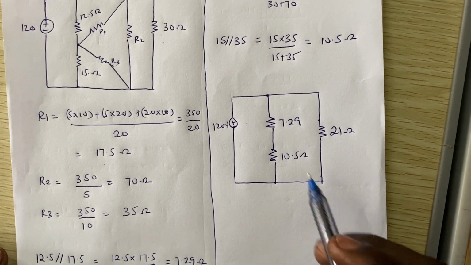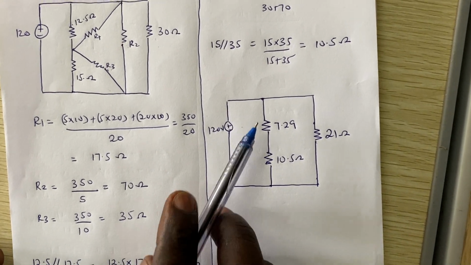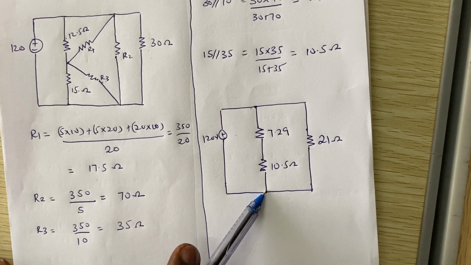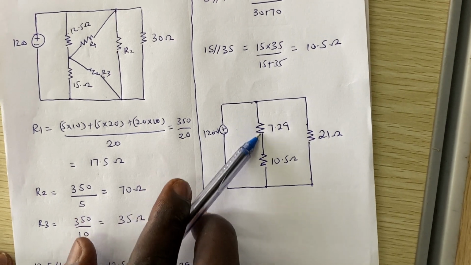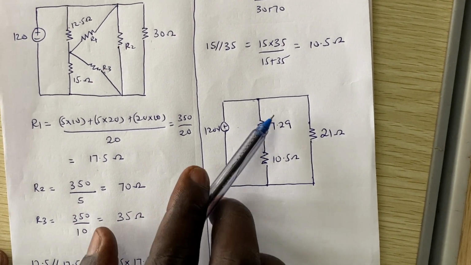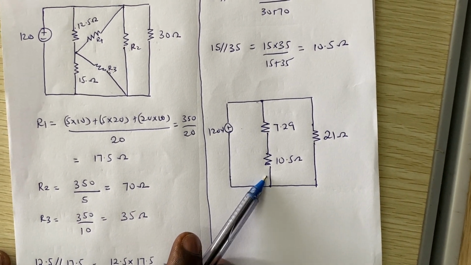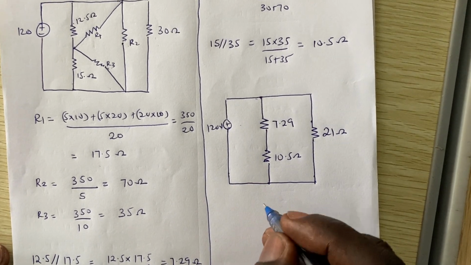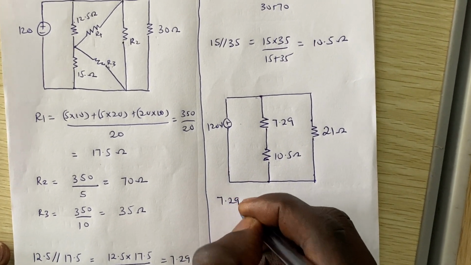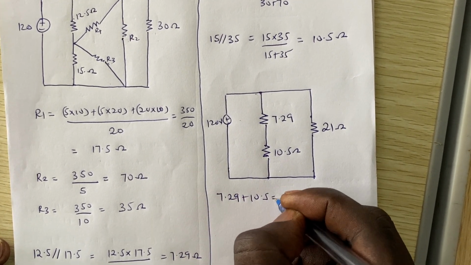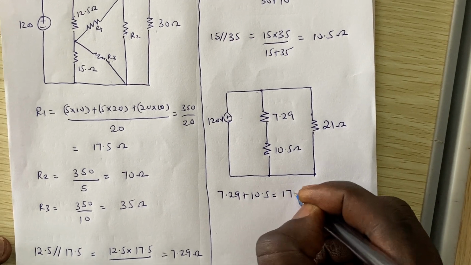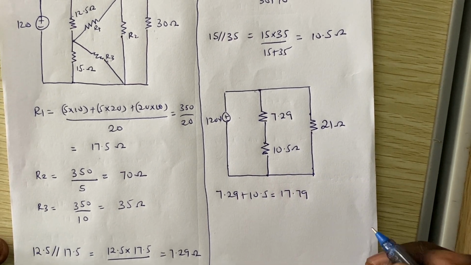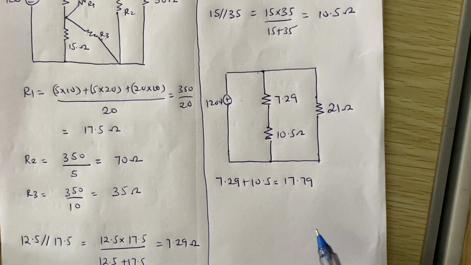So now we can see that these two are in series, because when current flows through this particular resistor, the same amount of current will flow through the two, right? So now that we have these two in series, we can add them up to get 7.29 plus 10.5, which is 17.79, right? So these two are in series.